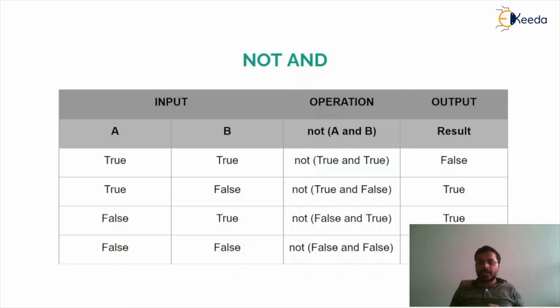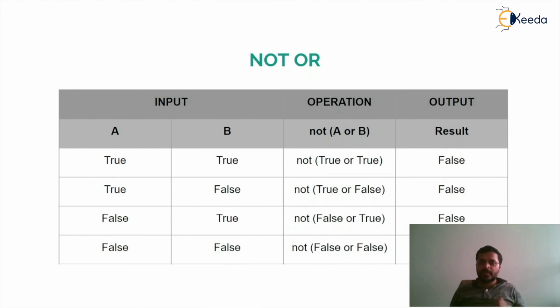So here we can see that not and will result in exactly the opposite of the and results. In a similar way, not or will also result in exactly the opposite of the or results. So here you can see that not of true or true is false, not of true or false is false, not of false or true is false, and not of false or false is true.